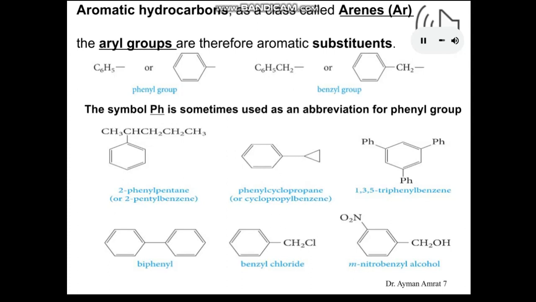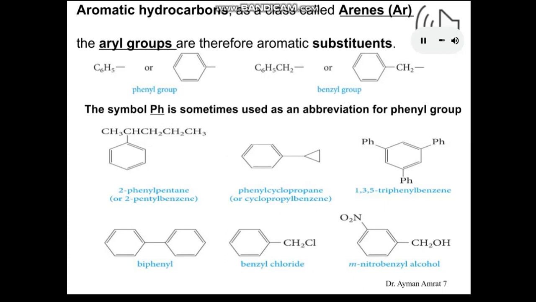For example, if benzene is on a carbon chain of 1, 2, 3, 4, 5 carbons, you need to use benzene as a substituent. It is phenyl on carbon 2, so 2-phenylpentane: the chain is the parent and benzene is the substituent. If vice versa, it is 2-pentylbenzene, 2-pentyl is the substituent and benzene is the parent.